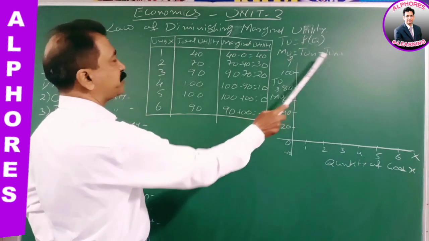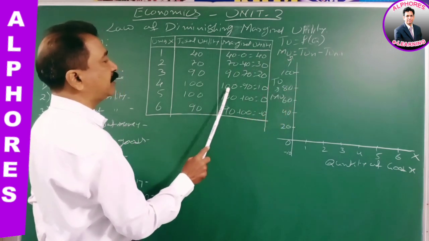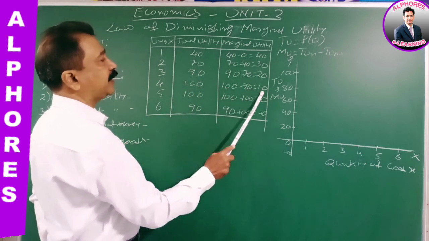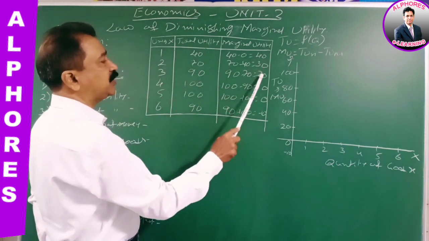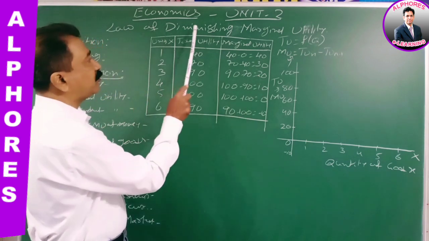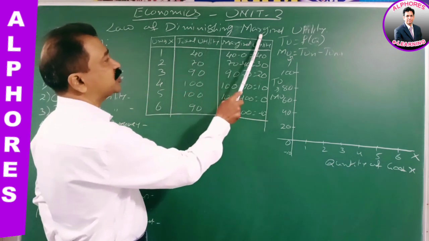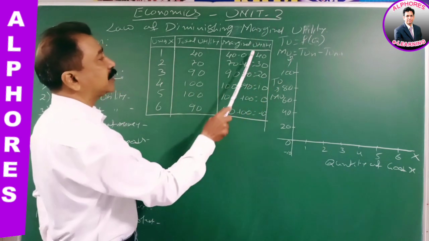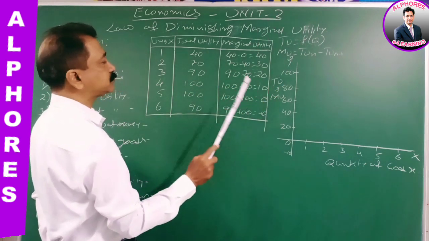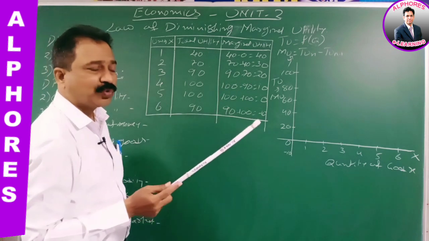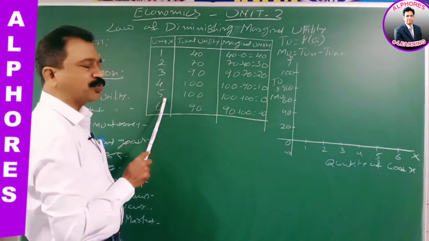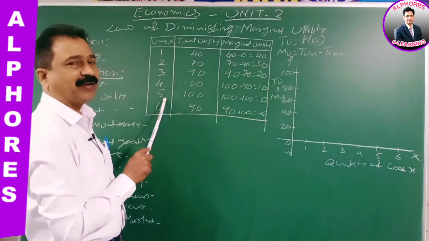100. How do we get the marginal utility? Present one minus previous one. What is the present one? 100. What is the previous one? 90. 100 minus 90? 10. See, the marginal utility is continuously decreasing. Law of decreasing additional satisfaction. Law of diminishing marginal utility. Decreasing satisfaction.